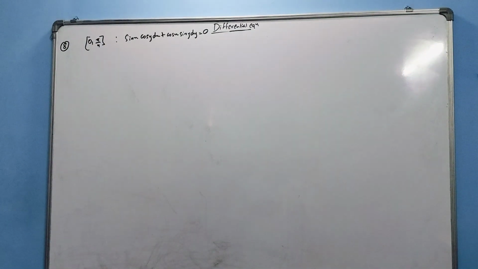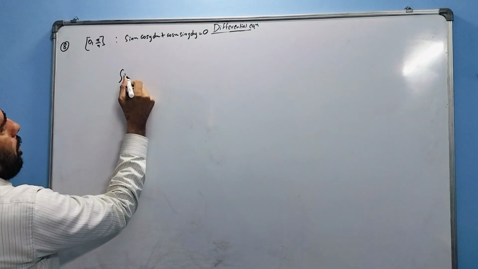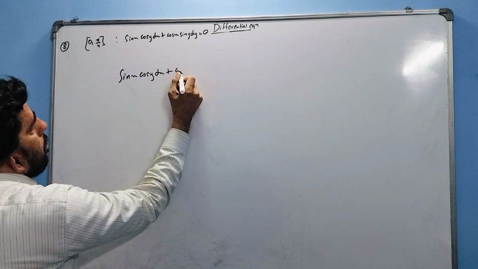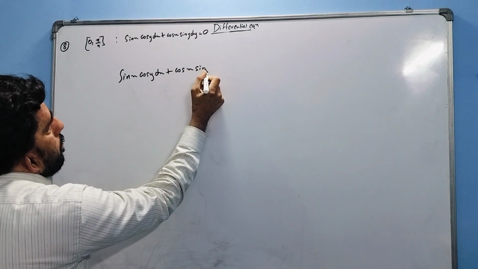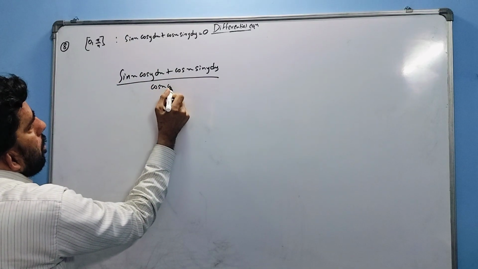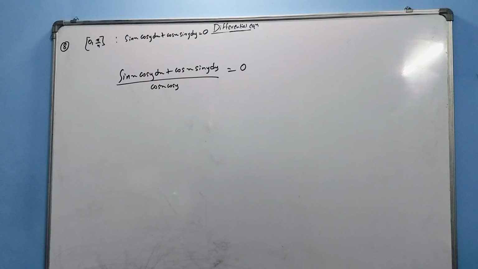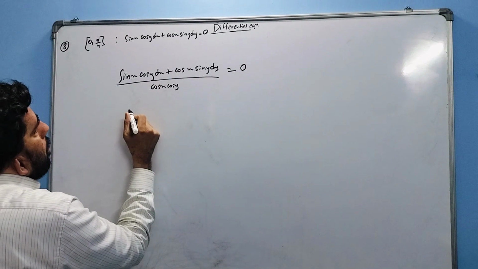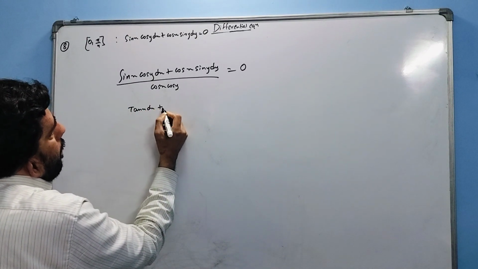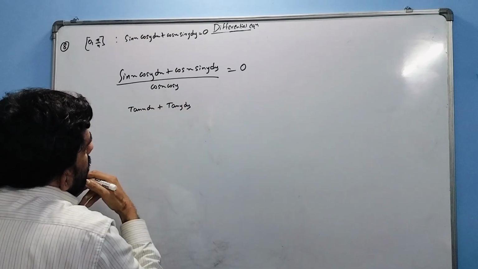Now let us try to solve this. Divide this differential equation by cos x cos y, both sides. Cos x cos y is not equal to 0. So we got here tan x dx plus here I got tan y dy is equal to 0 here.